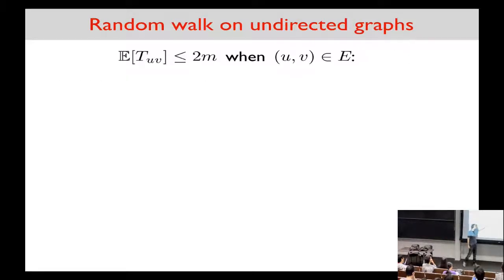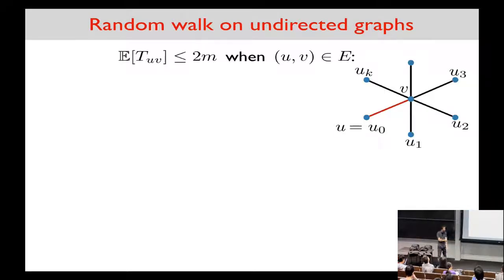Let's first do this. Expectation of TUV is at most 2m when UV is an edge. Let's look at the neighbors of V. So we have U and V. That's the red edge that we are interested in. Now V has potentially other neighbors. Let's number them from U0 to UK, and U0 is going to be the U that we have initially. What we're going to do is look at the expectation of TVV, the expected time it takes to come back to V when you start at vertex V.